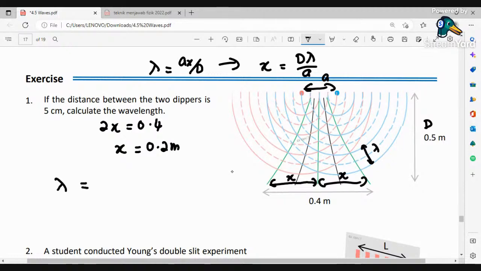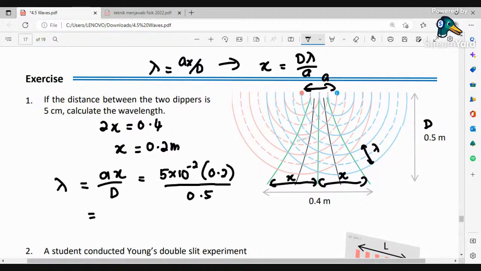Calculate wavelength, so lambda equals to ax divided by d. Check the unit. a is 5 centimeter, so 5 times 10 power negative 2. x is 0.2. I change all to meter. d is 0.5. Okay, so we have the answer 0.02 meter, lambda.